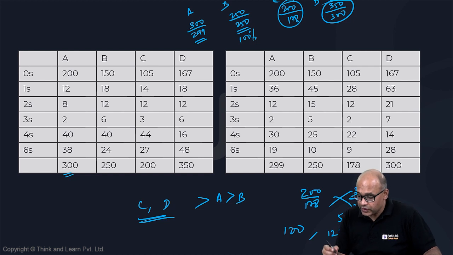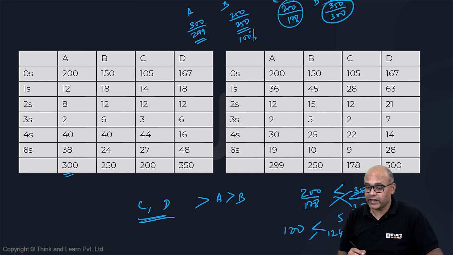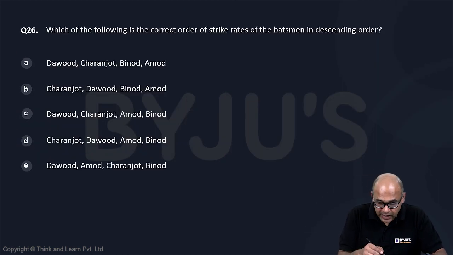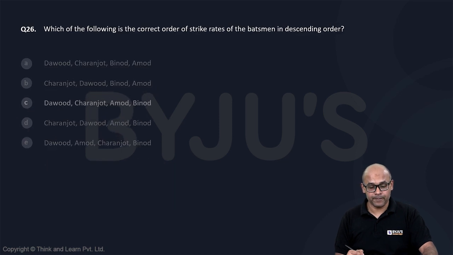So 1246. Clearly it is this side, which means 350 by 300 is greater. So D is greater than C. So D greater than C greater than A, B. So DCAB is the answer. So DCAB is option C.